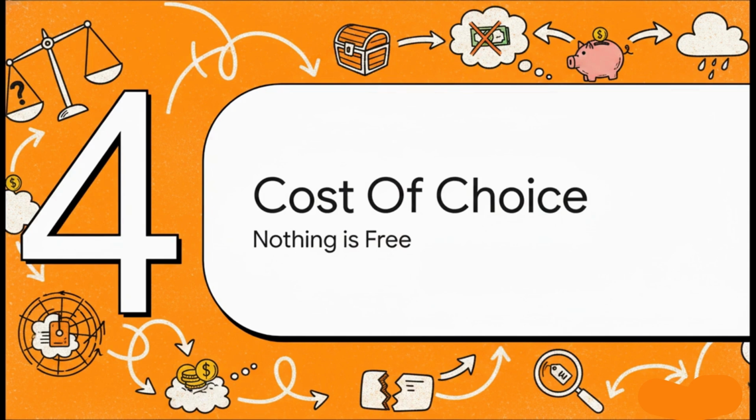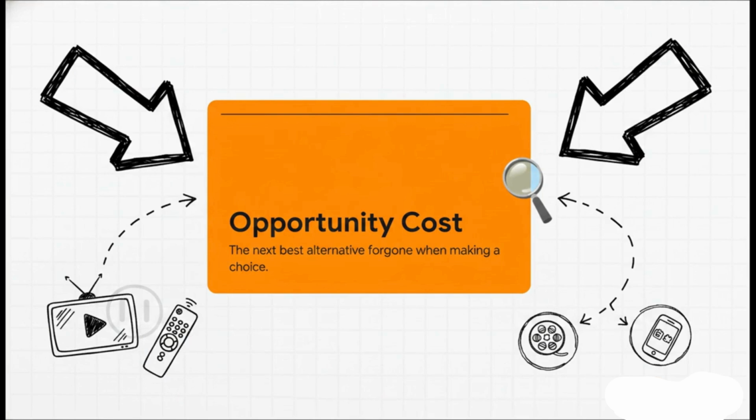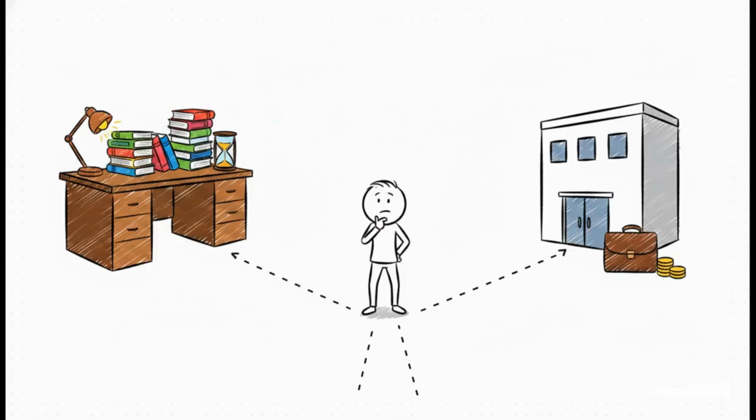That leads us perfectly into section 4, the cost of choice. Nothing is free. This introduces a massive concept, opportunity cost. That's the value of the next best alternative that is forgone when making a choice. Think about it. Right now, by choosing to watch this explainer, you are giving up the opportunity to watch a movie or just endlessly scroll through social media. Choosing one path inherently means sacrificing another.